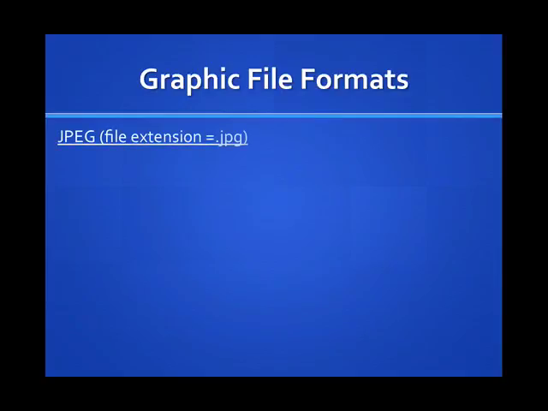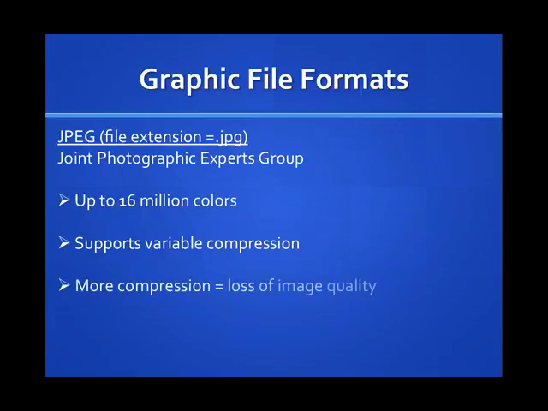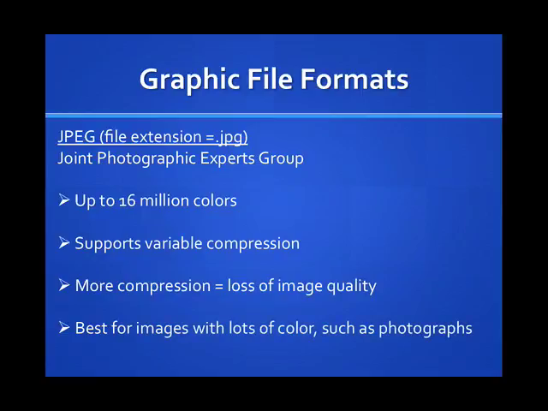We also have the JPEG with file extension .jpg, and that stands for Joint Photographic Experts Group. A JPEG file can display up to 16 million colors. It supports variable compression. With more compression comes a loss of image quality. That's what I was talking about, how to strike that balance between file size and image quality. And the JPEG file format is best for images with lots of colors and details, such as photographs.